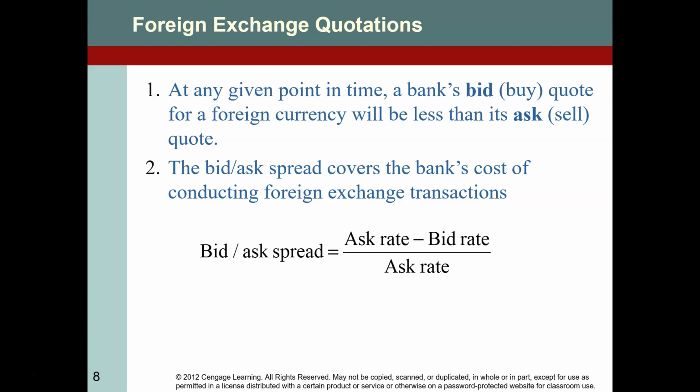So we have this bid price and ask price. The bid price is the buying price, and the ask price is the selling price. The difference between these two prices, which is the bid-ask spread, covers the bank's cost of conducting foreign exchange transactions. Bid-ask spread equals ask rate minus bid rate divided by ask rate.